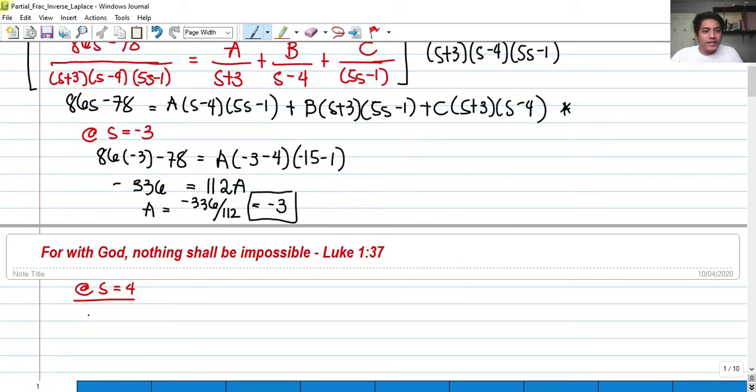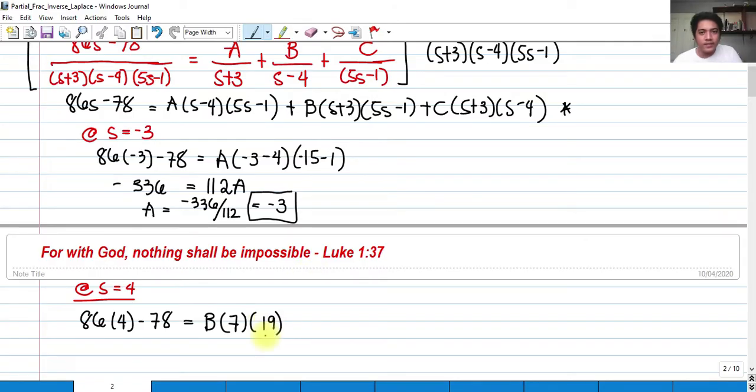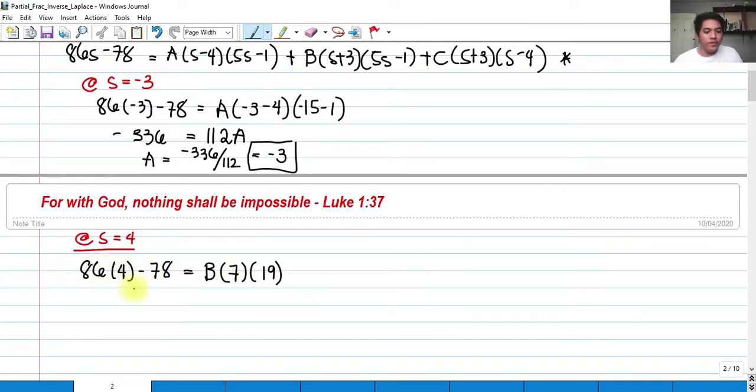So what will happen? 86 times 4 minus 78 is equal to 0 plus B times (s plus 3, which would be 7) times (5 times s, which would be 20, minus 1, that's 19), and this last term would be 0. So again, we can solve for B. If we evaluate this, 266 is equal to 19 times 7, which is 133, times B. So B is equal to 266 divided by 133, and that is equal to 2.